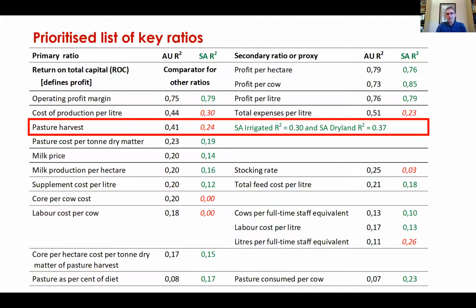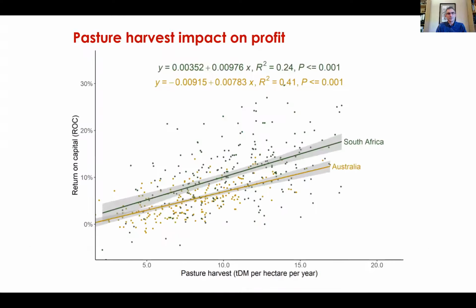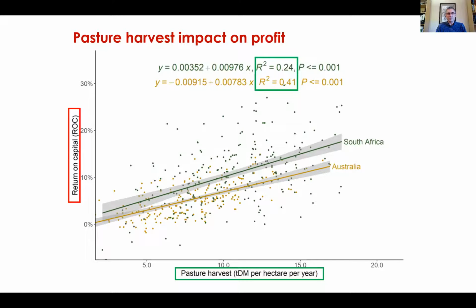Firstly, why might pasture harvest have a lower r-squared value in South Africa? Some insight is provided by the higher r-squared values for irrigated and dryland pasture harvest. This graph outlines the results from the two data sets. Pasture harvest is on the horizontal axis and return on capital is on the vertical axis. The trend lines are similar, though the r-squared value for South Africa in green is lower than for Australia in yellow or gold.